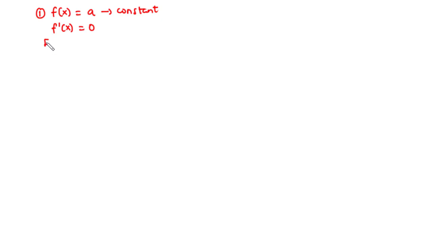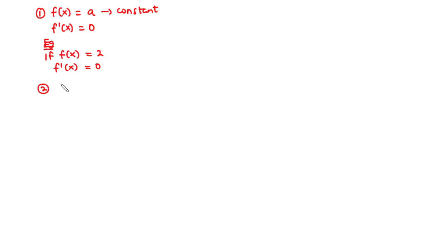So for example, if f of x is equal to 2, then the derivative of this function with respect to x is equal to 0. Now let's move on to 2.